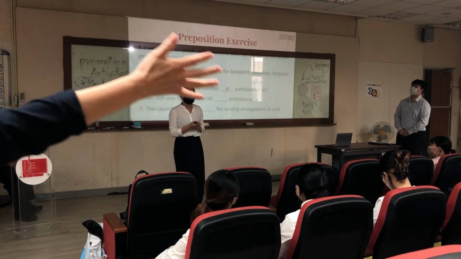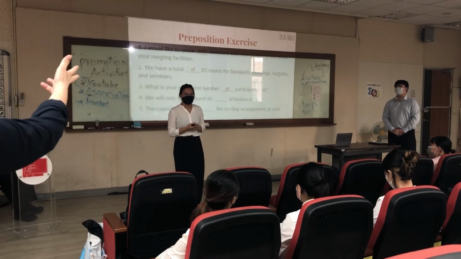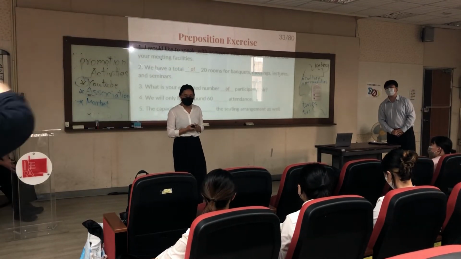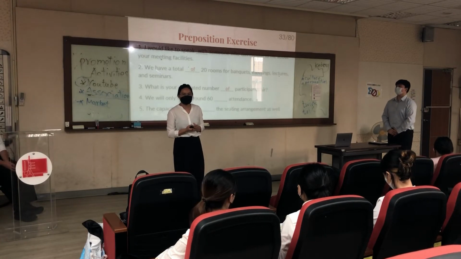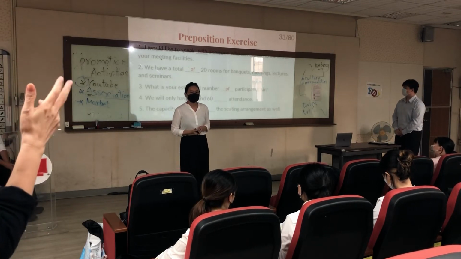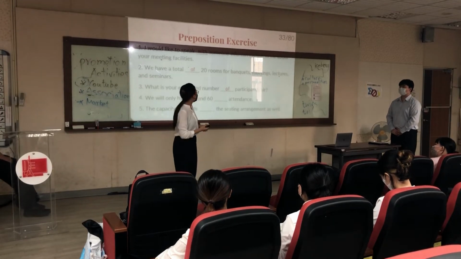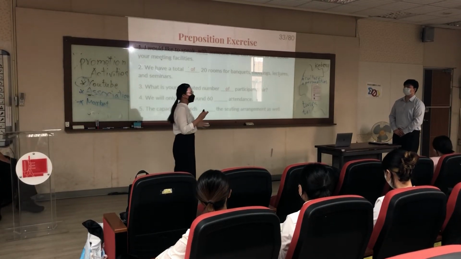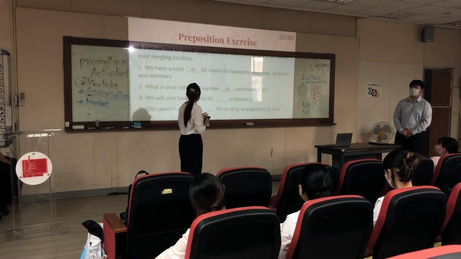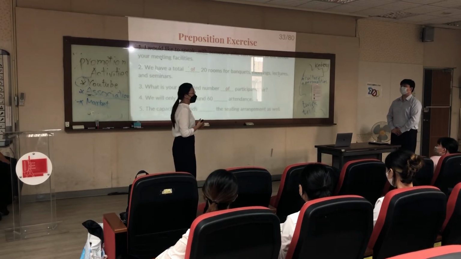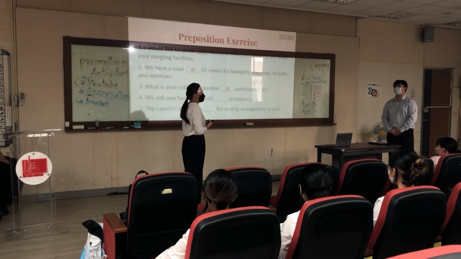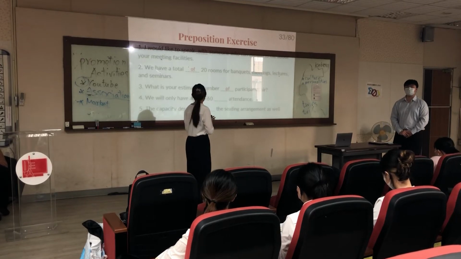Okay. When she says "off," you need to say the correct answer is "off," and read the complete sentence again. What is your estimated number of participants, sir? One more time. Okay. The correct answer is "of." What is your estimated number of participants, sir? And who wants to try the fourth question?